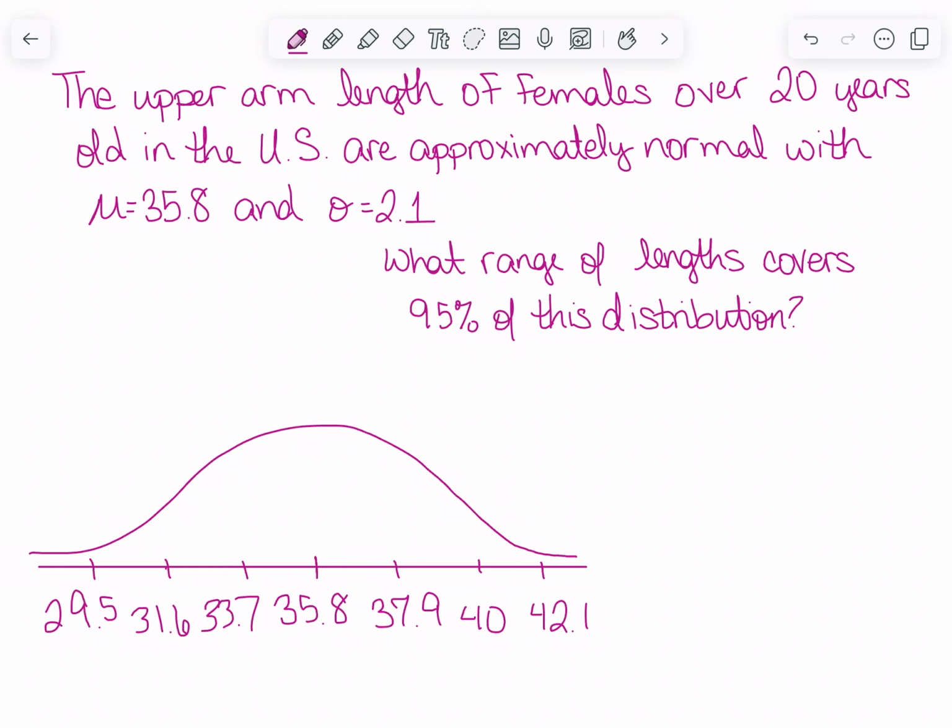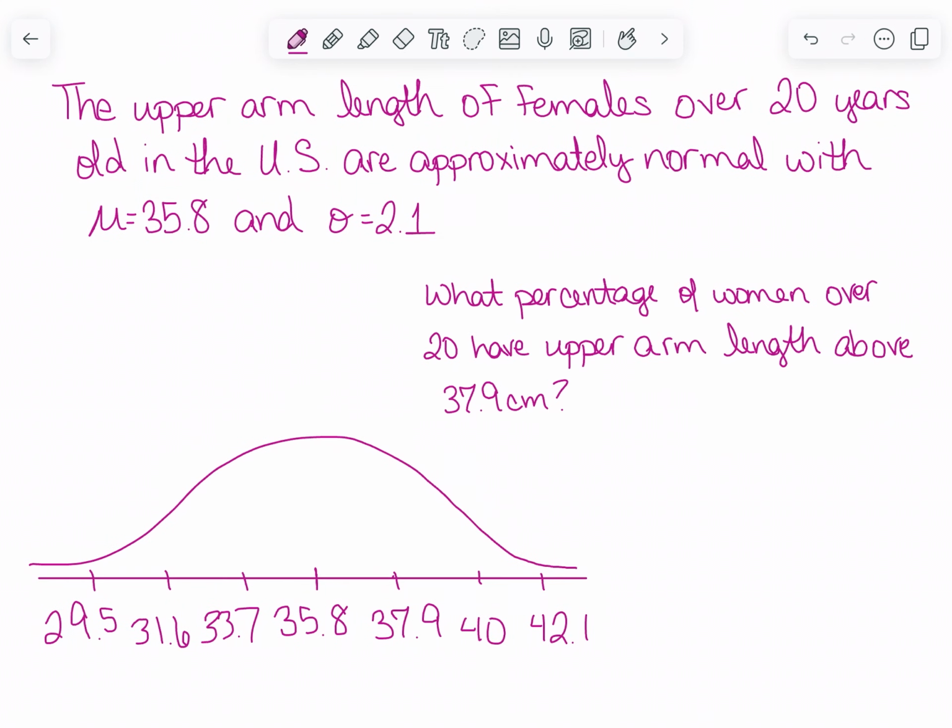Let's suppose I want to know what range of lengths covers 95% of this distribution. Our empirical rule told us that that was 2 up and 2 down. So I'm going to move up by 2 and down by 2. This is the region I'm concerned with, and I can see those marks on the x-axis as 31.6 to 40. So 95% of females over 20 years old in the US will have upper arm lengths between 31.6 centimeters and 40 centimeters.